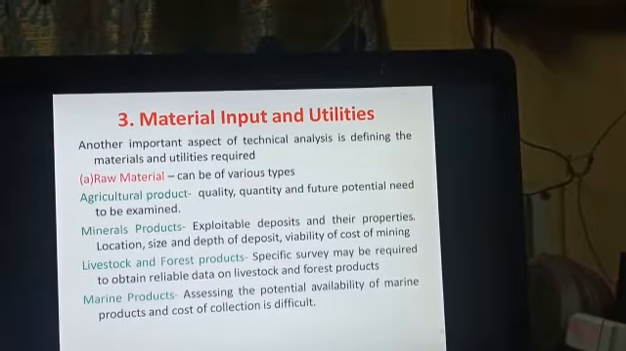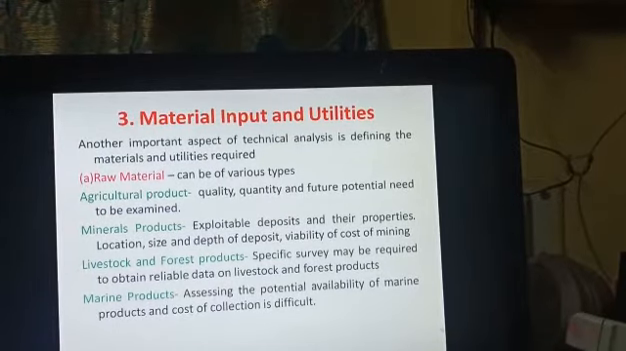Next is mineral products, exploitable deposits and their properties. What is the location of the mineral products? What is their size and depth of deposit? Viability of cost of mining. All we will have to study. Livestock and forest products. A specific survey may be required in this case to obtain reliable data on livestock and forest products. If it is a marine product, then assessing the potential availability of the marine products and cost of collection is difficult.